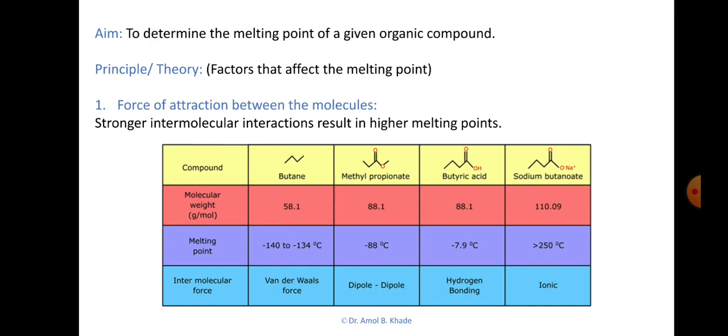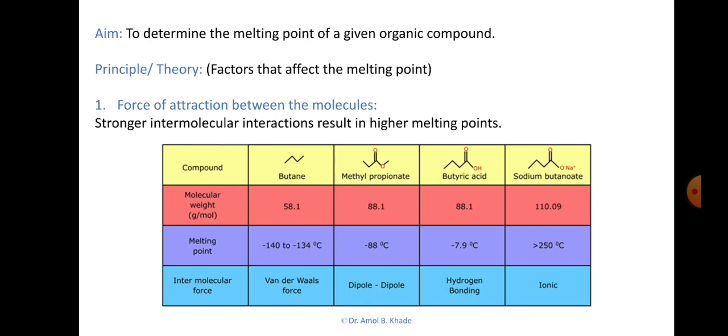Then when you move from methyl propionate to butyric acid, where there is hydrogen bonding, the OH functionality is there, and there is also a carbonyl group, C double bond O. So here you can see it is a carboxylic acid, butyric acid, so it has hydrogen bonding, which is comparatively stronger than van der Waals force and dipole-dipole interaction. Because of this, the molecule again has a very strong intermolecular interaction and it will be tightly held, so you require a higher temperature to melt it down. So here it is melting at minus 7.9 degrees Celsius.